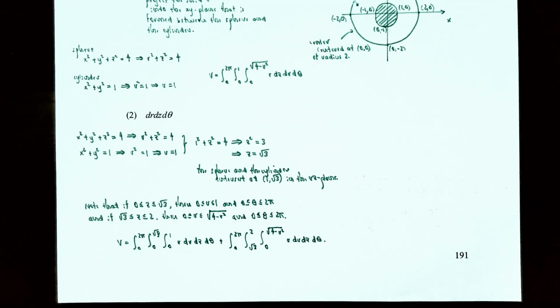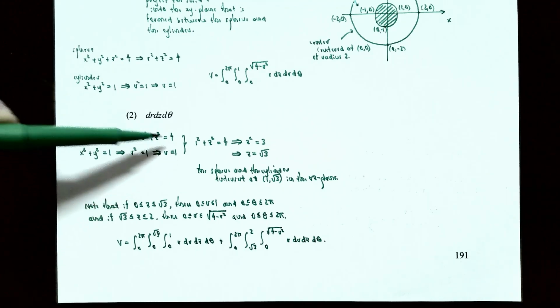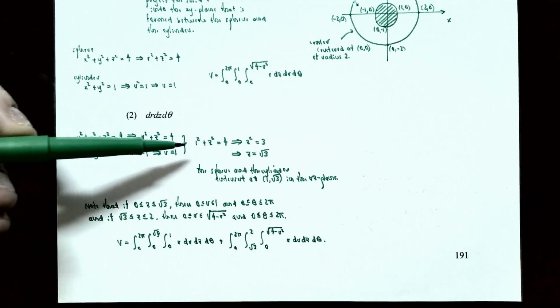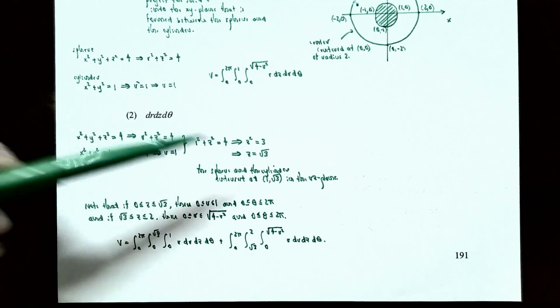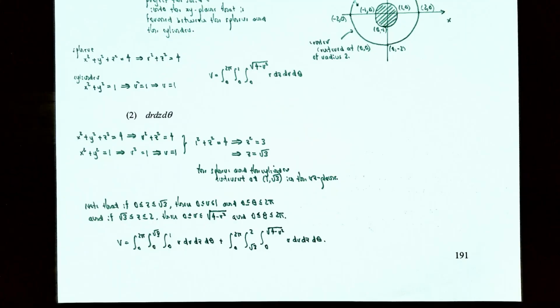Since we're integrating with respect to r first, we're going to have to find out where the sphere and the cylinder intersect. So whenever r equals 1, you can substitute this into the equation for the sphere, and you'll have 1 squared plus z squared equals 4, which gives you z squared equals 3, or z equals positive square root of 3. So the sphere and the cylinder will intersect at z equals square root of 3, whenever r is equal to 1, in the rz plane.